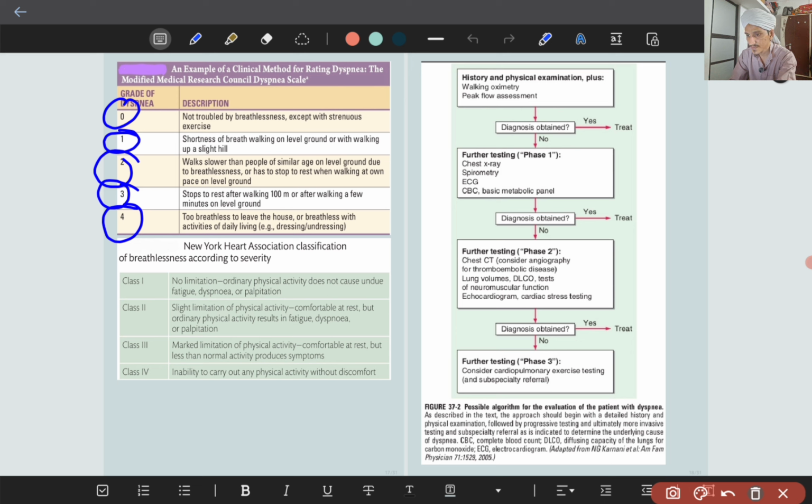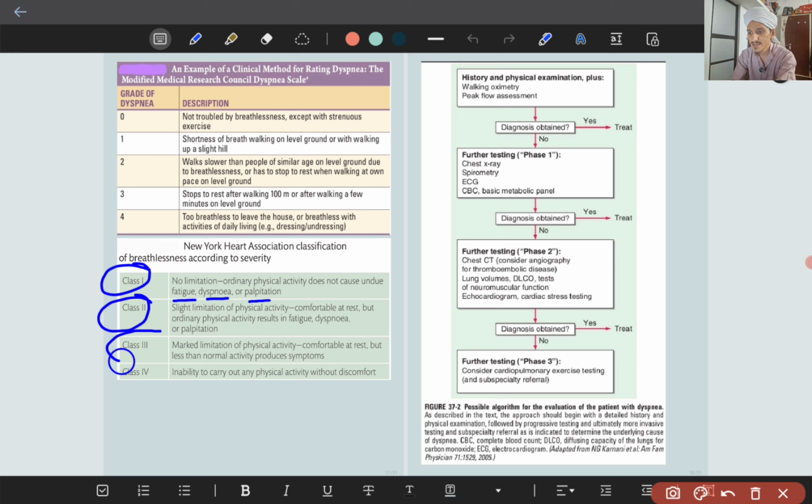New York Heart Association classification of breathlessness. So this is used for cardiac cause. Class 1 is no limitation. Ordinary physical activity does not cause fatigue, dyspnea or palpitation. Class 2 is slight limitation of physical activity. Comfortable at rest, but ordinary physical activity results in fatigue, dyspnea or palpitation. Okay, he is using these three: fatigue or dyspnea or palpitation.